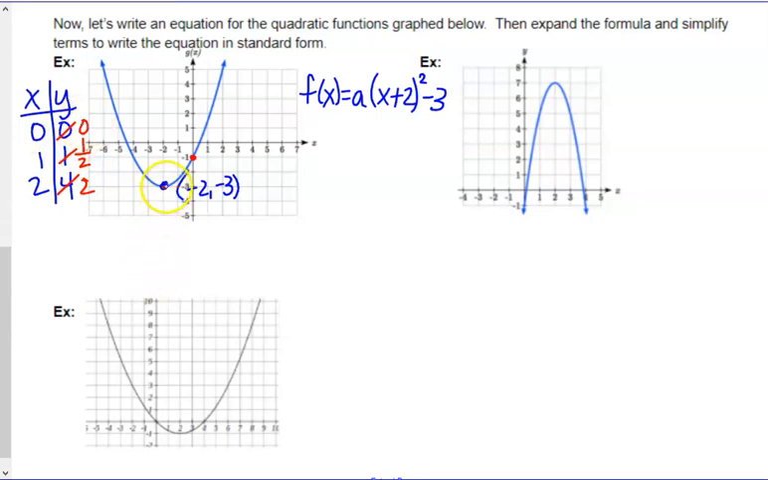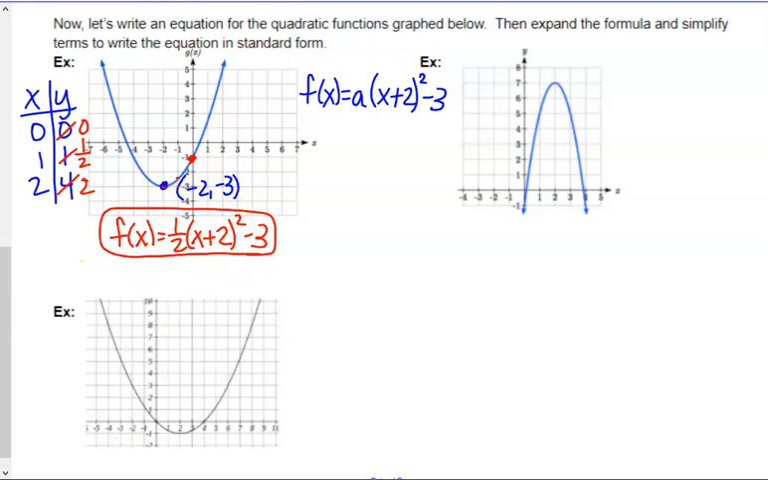So does that jive with my graph? Over 1, up a half? Yes, that does jive. Over 2, up 2, that gives me a point. So sure, it should be a 1/2. So what I could do now is plug that 1/2 in for A: 1/2 (x plus 2) quantity squared minus 3, and this is my function of that parabola.